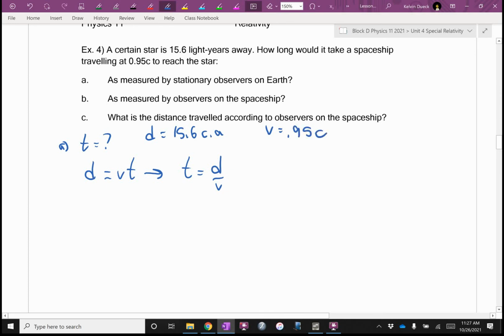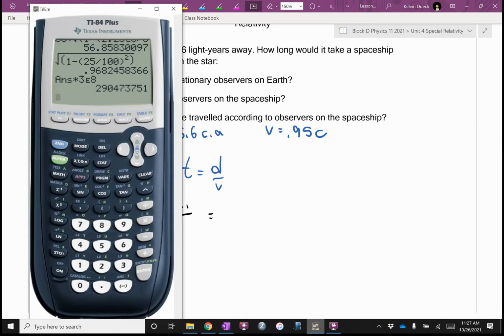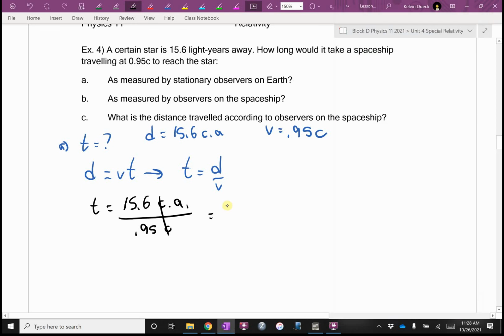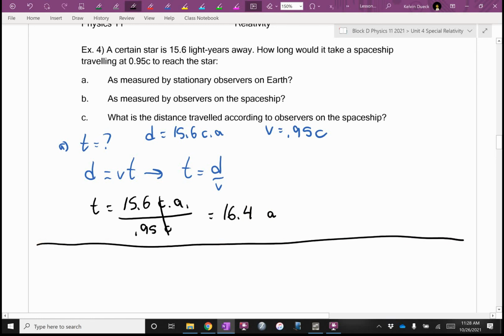0.95. So our spaceship relative to Earth is going to go 15.6 light years divided by 0.95 c. Hey, the c's cancel. I get an answer in years. 15.6 divided by 0.95. Do you all get that Earth thinks this is going to take 16.4? That's relative to the Earth. Will it take longer than that or shorter than that for the astronauts? Because they're moving. Okay.